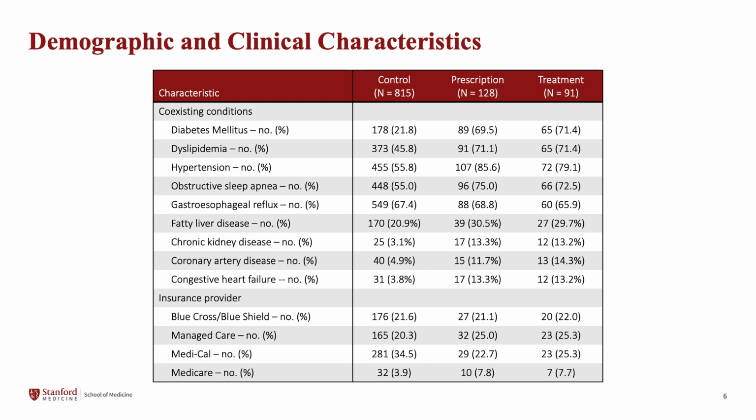If we look at those medical comorbidities in our groups, not surprising, diabetes was higher in patients on GLP-1, but in general, patients on GLP-1 had more comorbidities, including cardiovascular disease, sleep apnea, liver and kidney disease. And there were no differences in insurance provider between these two groups.